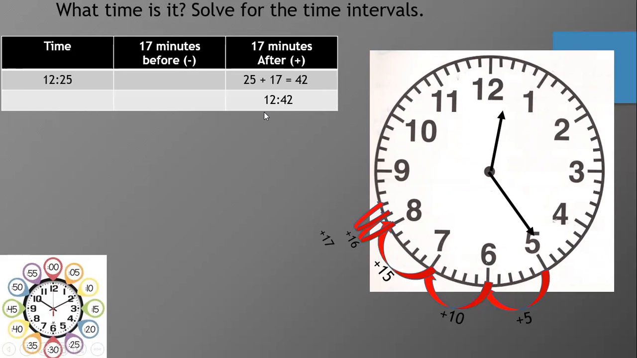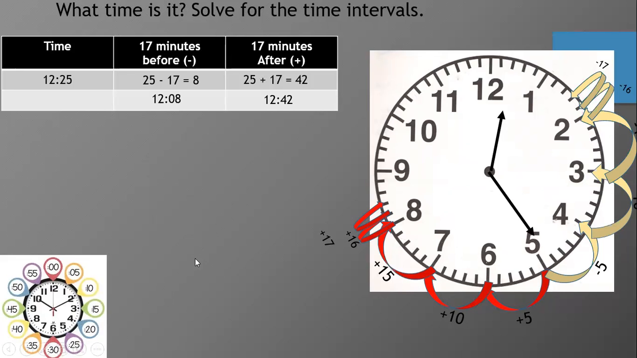Let's take a look at what happens when we look at 12:25, 17 minutes before. So let's go -5, -10, -15, -16, -17. So in this case, we have 25 minus 17 will give us 8. And if we look at our new time, if our new minute hand were here, we would see that it would be at 12:08. Okay? And there we have it, 12:08.